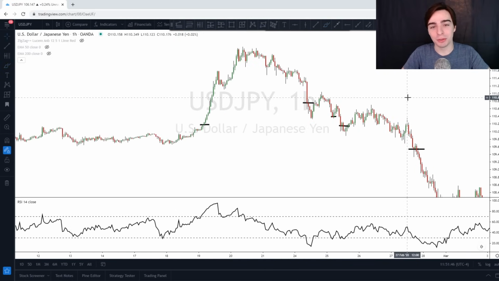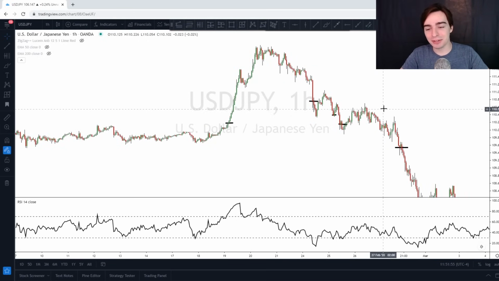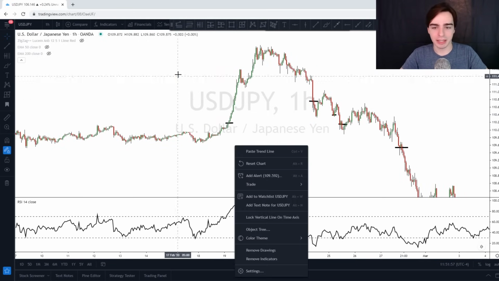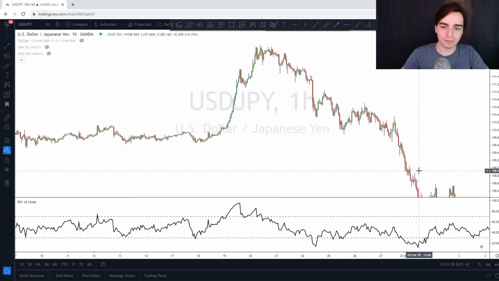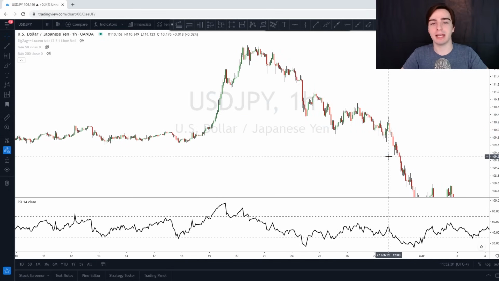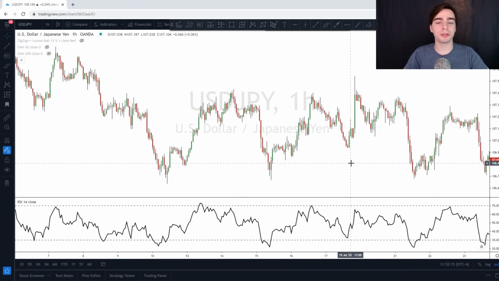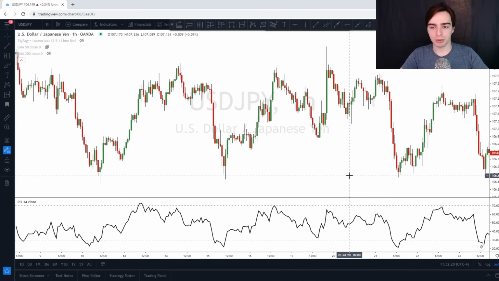Okay, so what is the big secret to RSI? Well, I'm gonna whisper because it's really a big secret, so don't tell anyone. But the secret to RSI is a very simple trick. Okay, now let's get rid of all this and let's go over how I use RSI. We're still on the US dollar Japanese yen 1 hour chart here, and we're just on another segment.